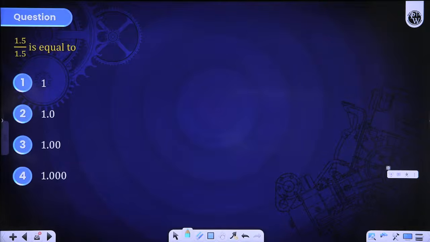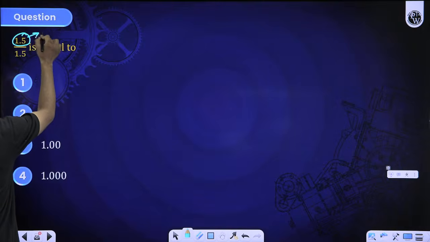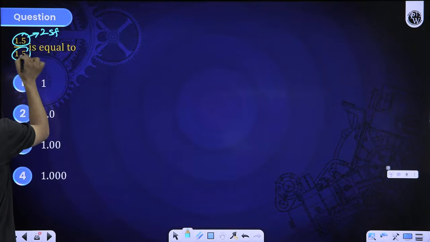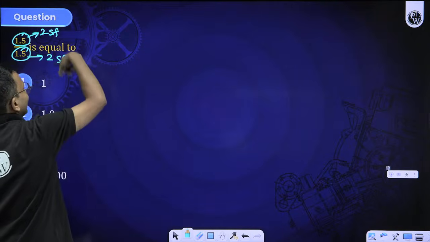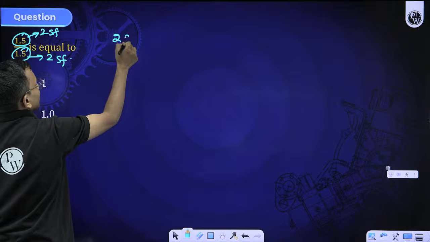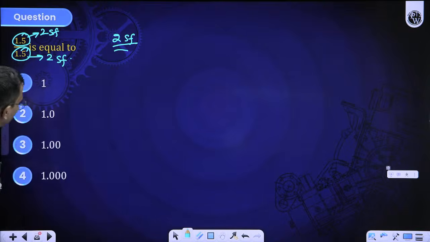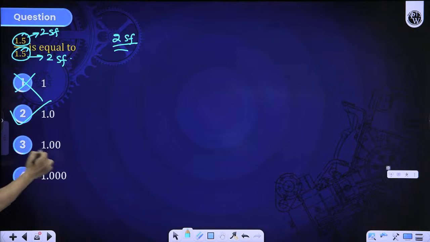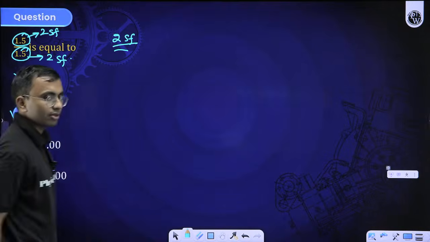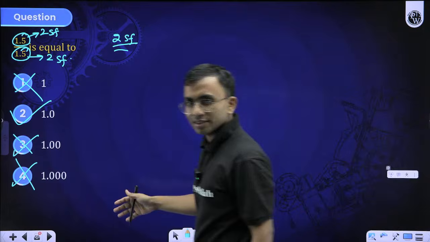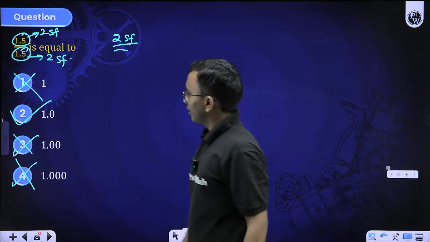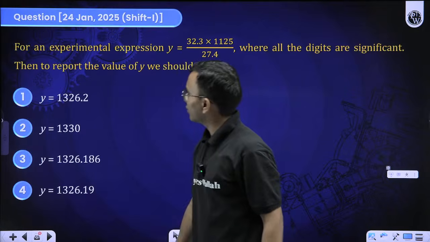1.5 by 1.5. What is the answer? You are dividing. How many significant figures here? 2 significant figures. How many significant figures here? 2 significant figures. So the final answer should contain the least among the two. So 2 significant figures should be there in the final answer. How many significant figures? 1. Incorrect. How many? 2. Correct. How many? 3. How many? 4. So just check the number of significant figures.